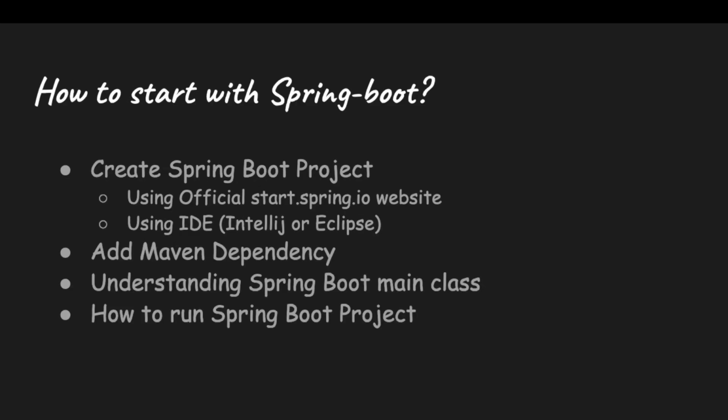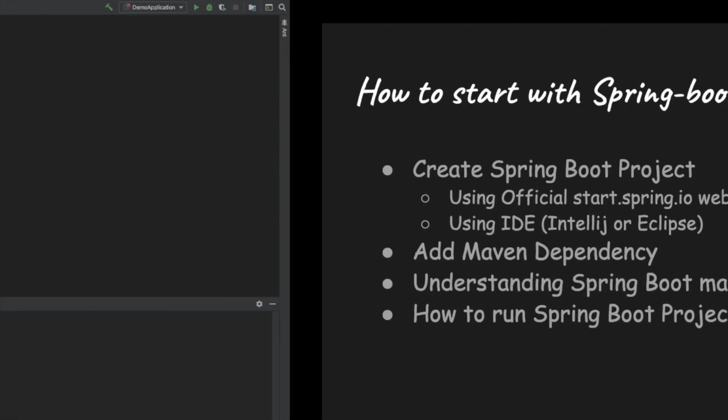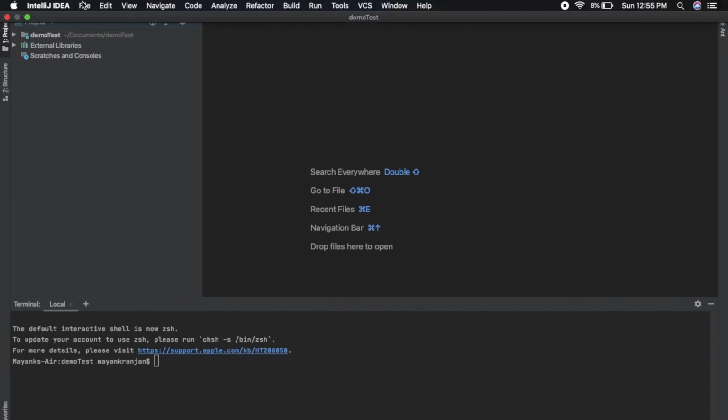So how can we get started with Spring Boot? First of all, we will create a Spring Boot project using any IDE, IntelliJ in my case, and afterwards in the next video we will also create a Spring Boot project using the official Spring Boot website. In the later part of this video we will also add Maven dependencies in the Spring Boot project, and we will also try to understand the main class of Spring Boot. Afterwards we will also run the Spring Boot project. So let's get started.